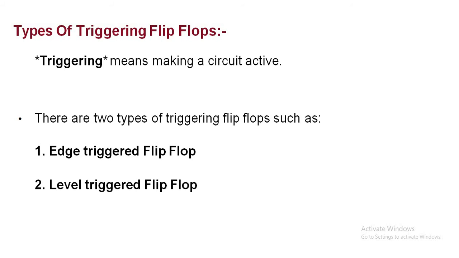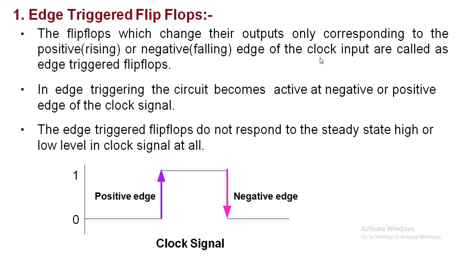Now next part is the types of triggering of flip-flop. Triggering is very important in a flip-flop because triggering means making a circuit active. If we do not trigger the flip-flop, then the output will not be active. So triggering is very important. There are two types of triggering of flip-flop, edge triggered and level triggered. First we will see edge triggered.